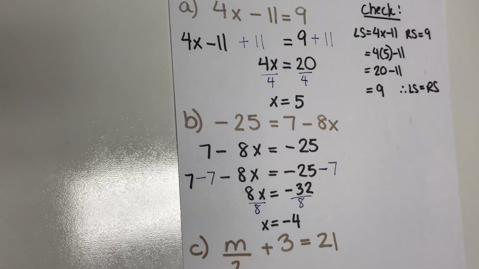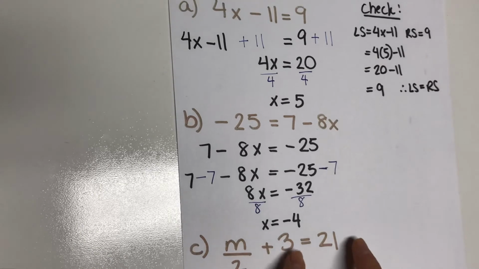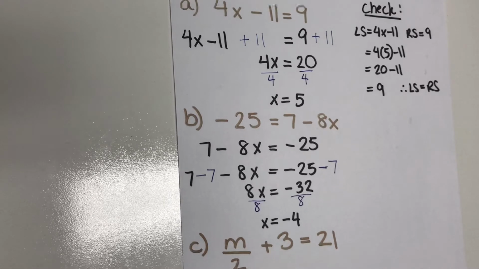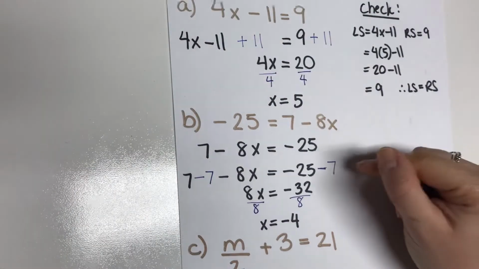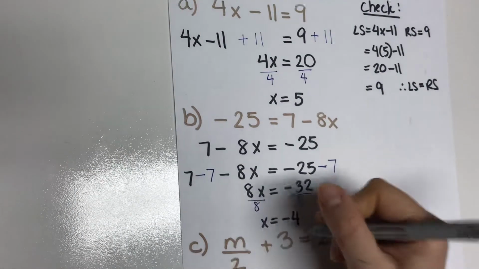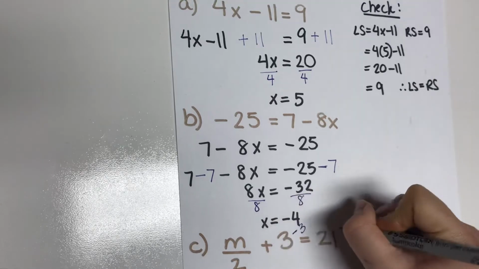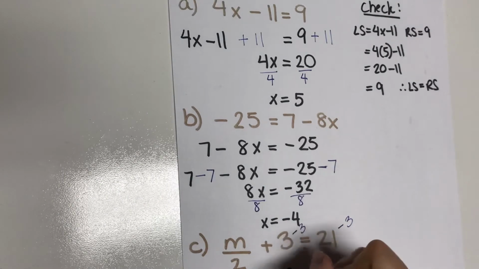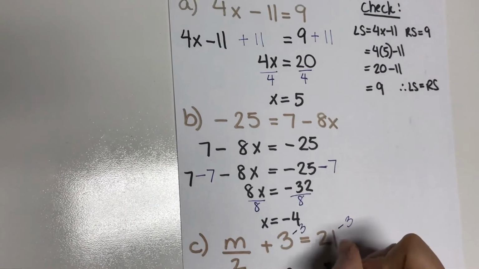So another way to think about it is the 3, instead of thinking of it like subtract 3 from both sides, you can think of it like you're taking this 3 and moving it to the other side of the equal sign. And on the other side, the sign changes and it becomes negative. That's one way to think about it. If you don't want to rewrite it every time, you can just do this. Just subtract 3 from both sides, and I'm left with m over 2 is equal to 18.